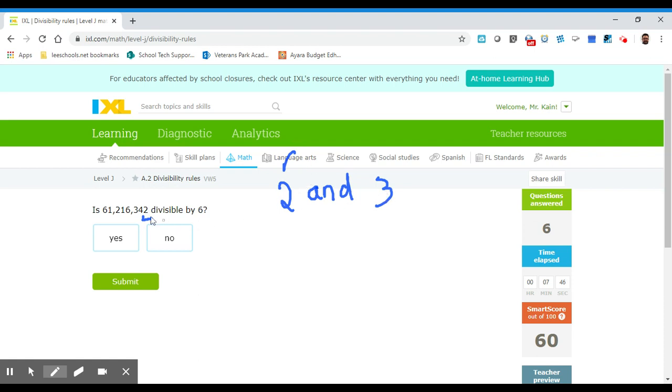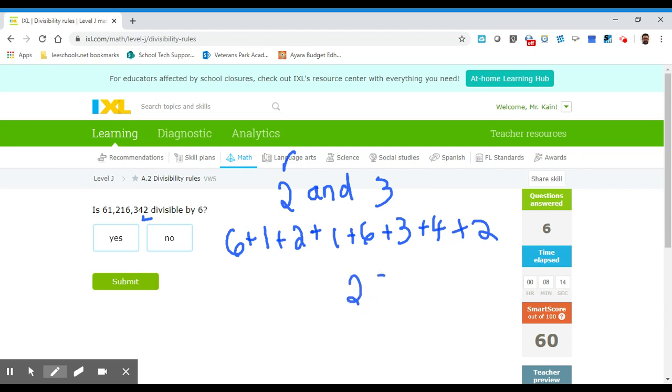And then we need to check to see if it'll divide by 3, which means we need to add up the digits. 6 plus 1 plus 2 plus 1 plus 6 plus 3 plus 4 plus 2. Okay, you have to add up all the digits. So 6 and 1 is 7, and 2 is 9, and 1 is 10, 16, 19, 23, and 25. Okay, I'm going to double check that real quick. Okay, so it is 25. I just wanted to make sure.